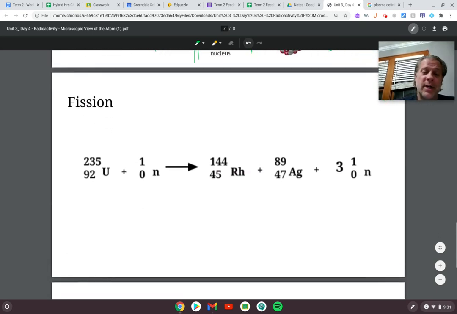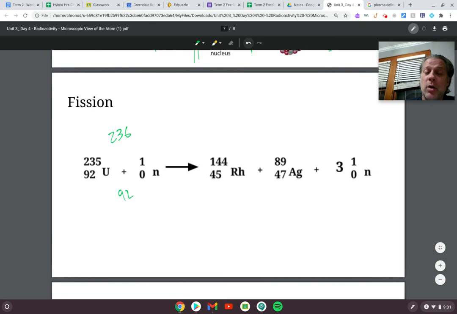So here is another example of a fission reaction, in which case I'm going to take a high-speed neutron and crash it into uranium-235. And in this particular instance, I have 235 plus 1 is, again, 236 for my mass number. And for my atomic number, 92 plus 0 is 92.